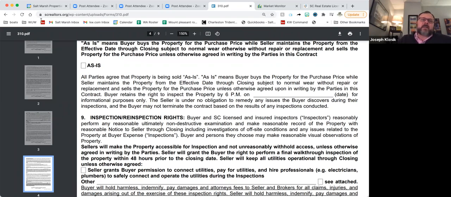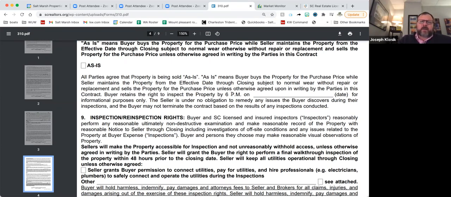They think as is means I'm going to get the home inspected, but I'm not going to ask for any repairs. As is means they're buying the house, right? How this paragraph is written basically says it's sold strictly as is. As is means the buyer buys the property for the purchase price, while the seller maintains the property from the effective date through closing, subject to normal wear, without repair or replacement. Sells the property for the purchase price.